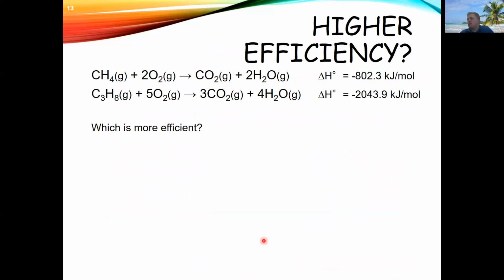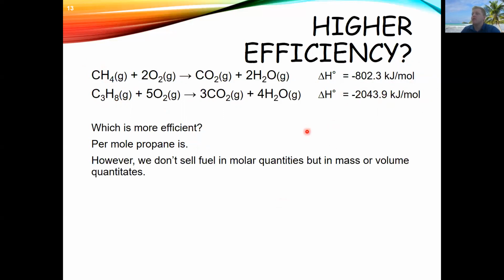So those two questions are very similar, and so the question I offer you now is, which is more efficient, burning methane or burning propane? Well, it actually depends how you define it. If we're talking about per mole, propane gives off way more energy per mole than methane. But in real life, we don't sell things by the mole, almost never. If you're a chemist, you buy a lot of things by the mole, but nobody else really does. We usually sell it by mass or by volume. So we need to figure out by mass which of these is more efficient.